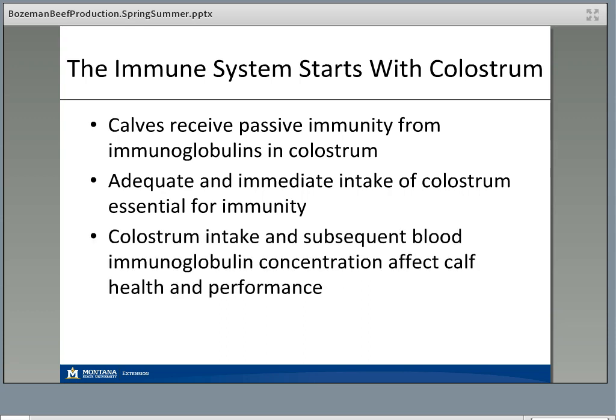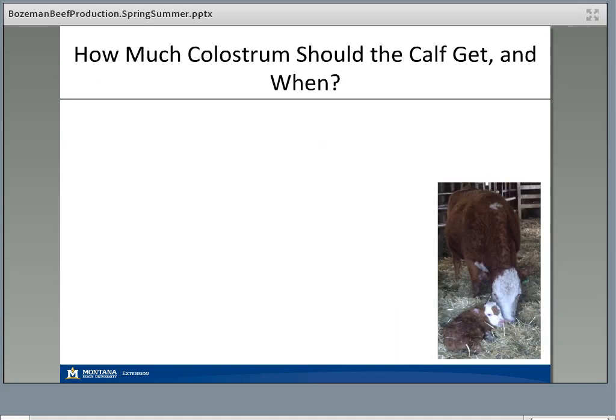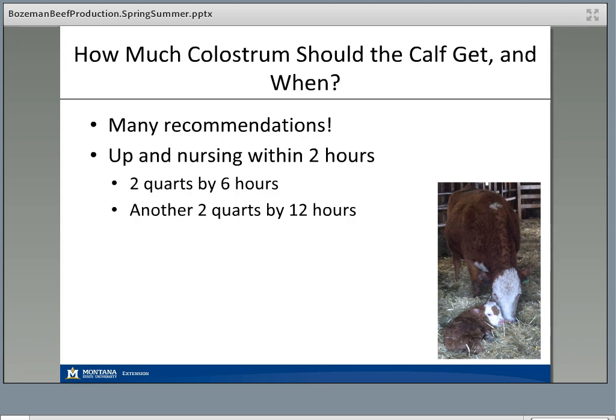And we know that the amount of colostrum that the calf gets and how much then crosses the small intestine and ends up in their blood is important for their health and performance the rest of their life. And so the question I often get is, well, how much should the calf get and when should it happen? Well, there's about a bazillion recommendations out there, but I think a good goal to shoot for is to have that calf up and nursing within 2 hours. My personal preference would be sooner than that. And if they could have 2 quarts of milk by 6 hours and another 2 by 12 hours, that would be a good goal.